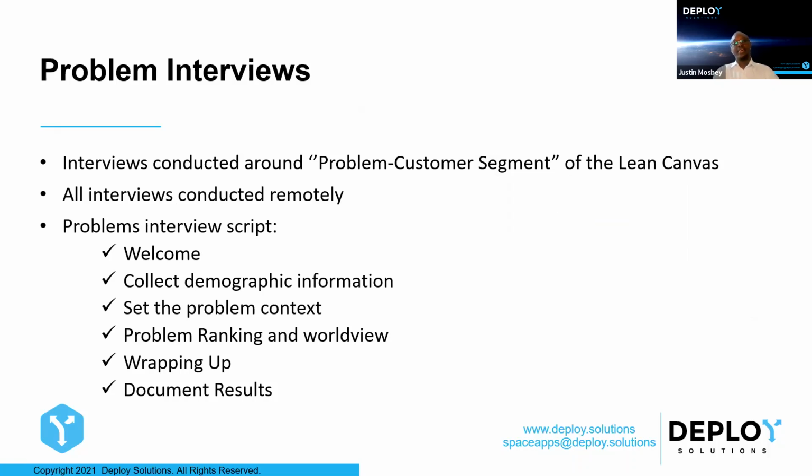We adopted the interview structure from Running Lean by Ash Maurya, which Nick has mentioned earlier. We conducted interviews around problem customer segment of the Lean Canvas model. All interviews were conducted virtually via Zoom, which was very successful. We used the problem interview script, which involves setting the stage, telling our story, and we wrapped up by asking permission to follow up with our respondent to showcase our demo when it was ready, and we also asked them for referrals. Next.